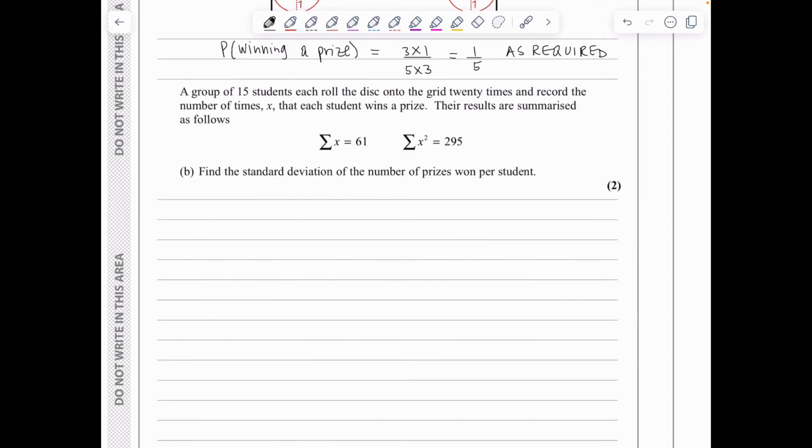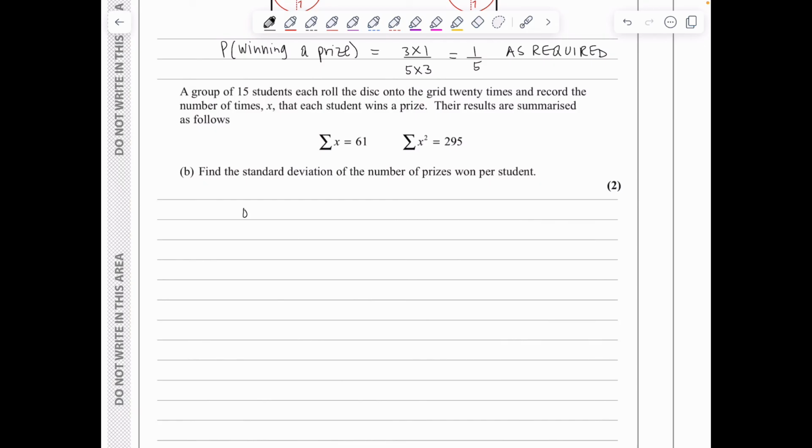We then have that a group of 15 students each roll the disc onto the grid 20 times, recording the number of times X that each one of them won a prize. And we've got a summary of the results here, the sum of the X values and the sum of the squares. And we need to determine the standard deviation for the number of prizes won per student.